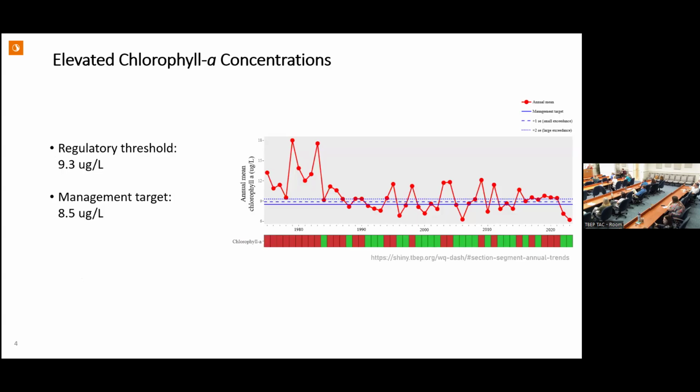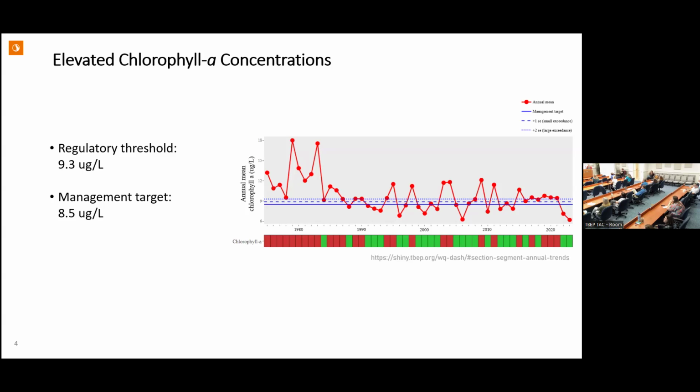This is looking at the regulatory threshold for Old Tampa Bay. It's an annual mean of 9.3 micrograms per liter for chlorophyll, and the management target is actually 8.5 micrograms per liter. Marcus and others have shown this graphic, and it's on the website, but it shows that it's alternated between attaining and not attaining that target as time has gone on.